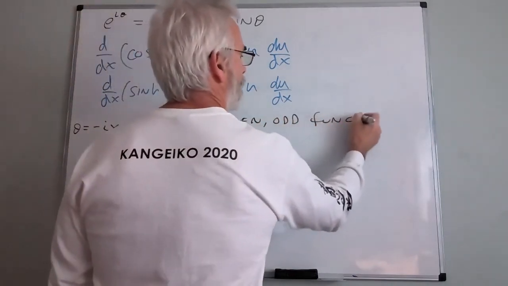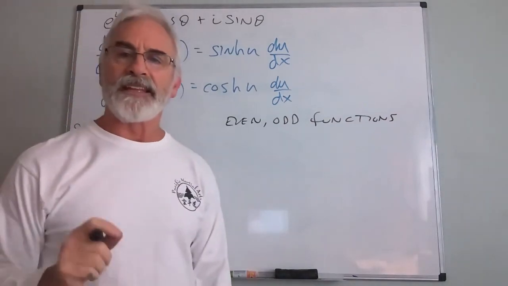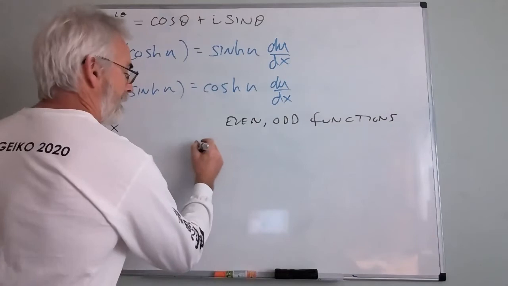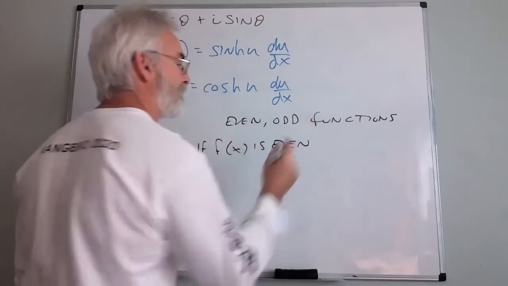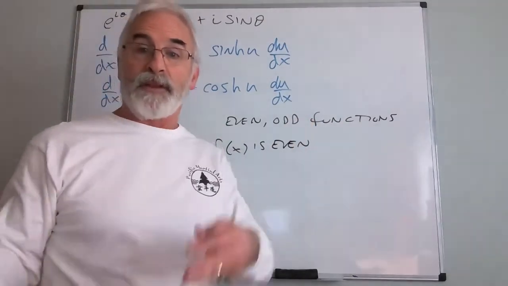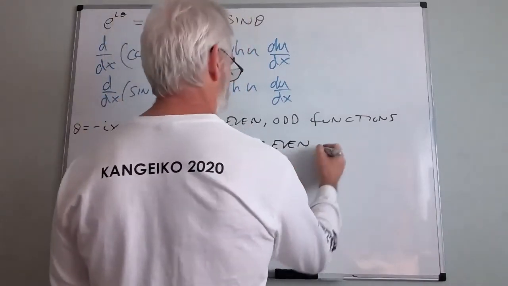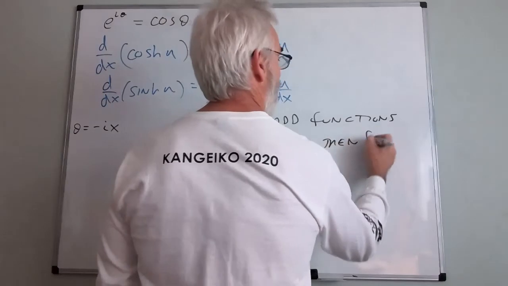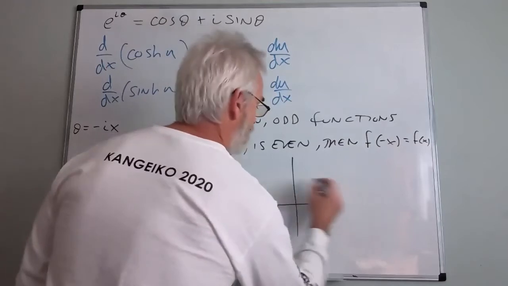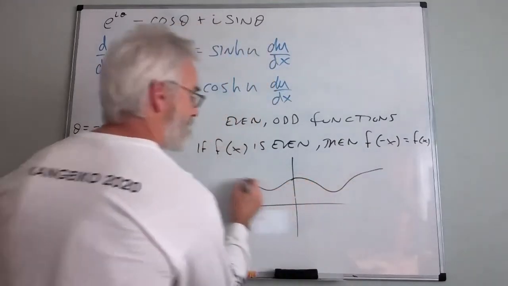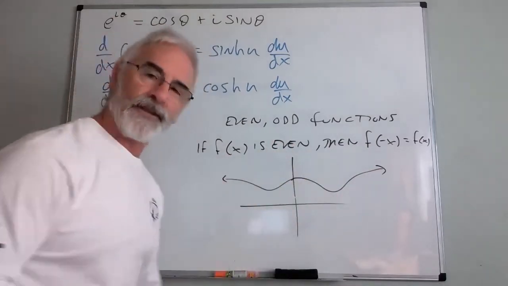functions. We haven't really needed it so far in this class, but if you remember something, an even function: if f of x is even, it's an even function. So an even function would be like, for example, a polynomial where everything's of even degree. That's a simple example. If f of x is even, then f of negative x equals f of x. Graphically, what that means is you have y-axis symmetry. The y-axis acts as a mirror.